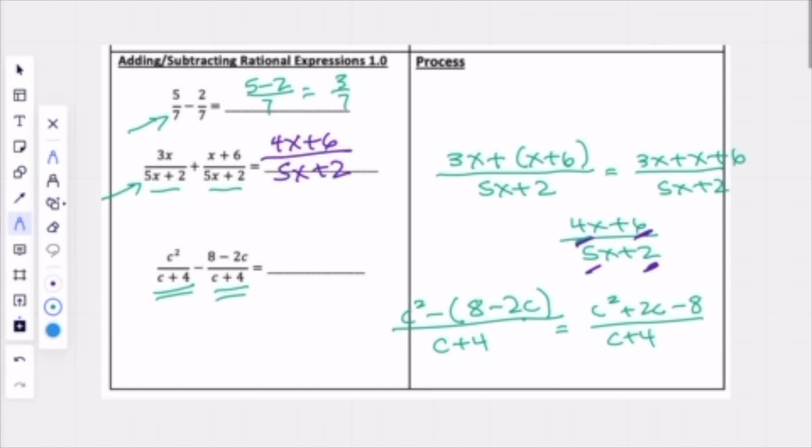That's looking good. Now I see that this numerator is a trinomial, a quadratic, that can probably be factored. Let's see what it looks like when we factor it. That's going to be c plus 4 times c minus 2, all over c plus 4. Notice what happens there. Our factor of c plus 4 can divide out. c plus 4 over c plus 4 is 1, and we are just left with c minus 2.